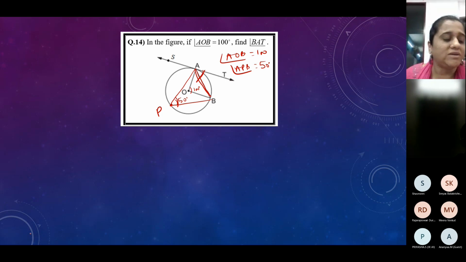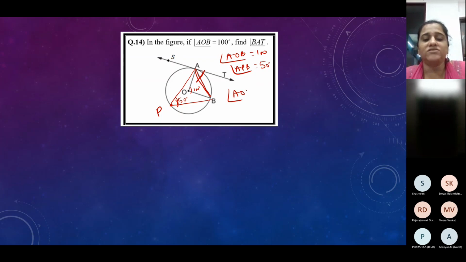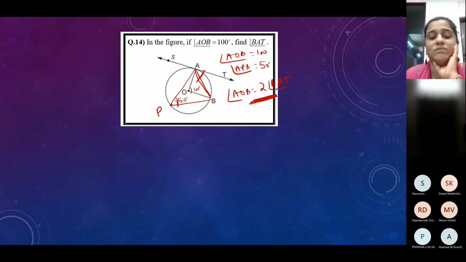You can use the alternate segment theorem, Shreyas, but you have to use it like this. Otherwise, you should mention the result that angle AOB is twice angle BAT, and you can do it. Alternate segment theorem. But directly, you are manipulating the alternate segment theorem like this. The result is actually this: angle APB is equal to angle BAT is the result.